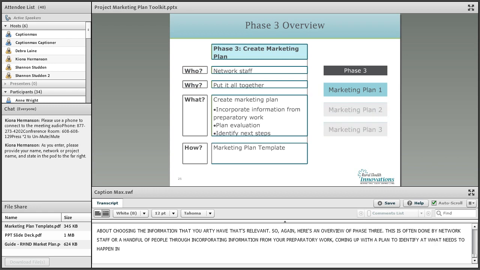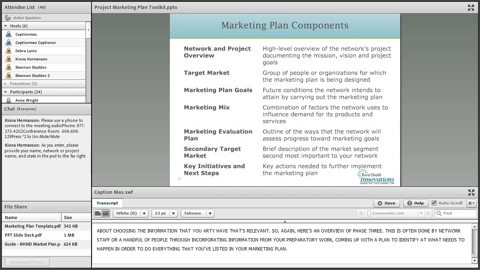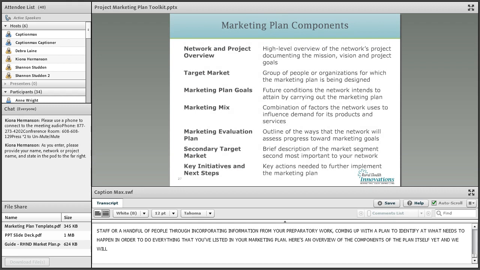So again, here's just an overview of phase 3. This is often done by network staff, by a handful of people, through incorporating information from your preparatory work, coming up with a plan to evaluate it, and identifying what needs to happen in order to do everything that you listed in your marketing plan.